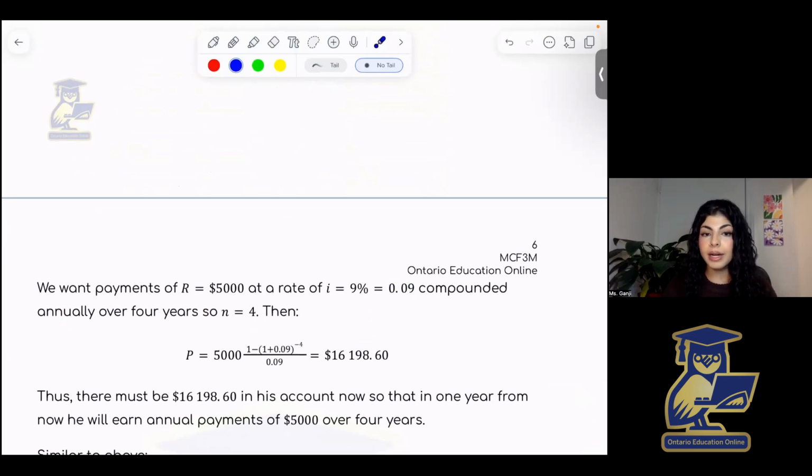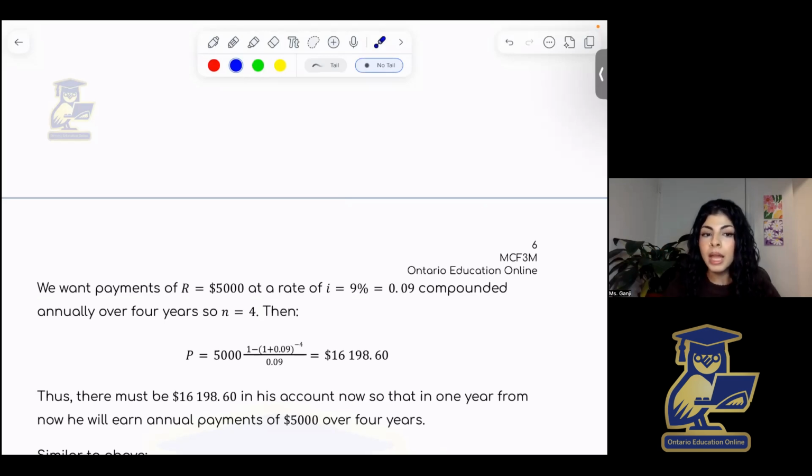And the reason it's 4 here and not 5 is because in the last year, once he takes that last $5,000 out, there's no money in the account. So he just wants it over those 4 years. He's taking the money out at the beginning of each academic year. So assuming he's in university over the 4 years, he takes money out at the beginning of year one, at the beginning of year two, at the beginning of year three, at the beginning of year four.